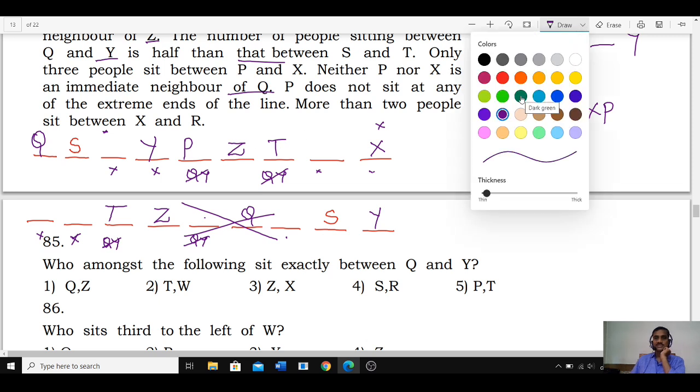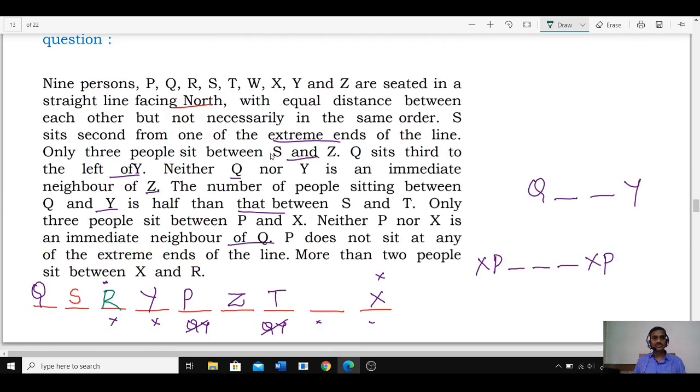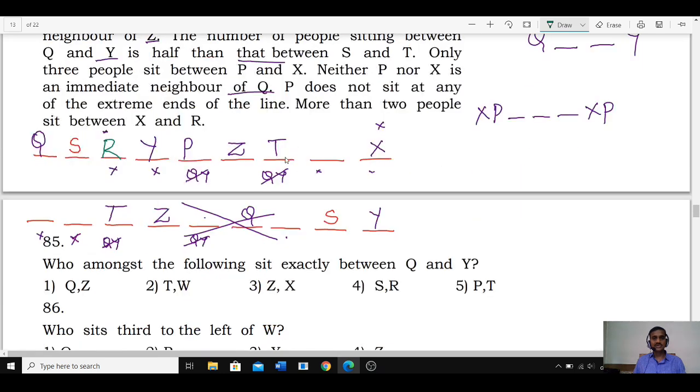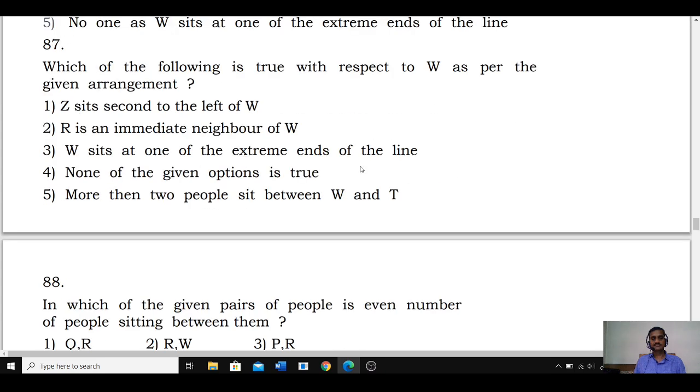Then in the first case, what is the other thing left over here? More than 2 people between X and R. There must be more than two between X and R, so R must be here. If R is here, there are 5 members between X and R. Then tell me who is the person left over here? PQRST, WXYZ. Now W is the person left over. Done. This is about question numbers 85 to 89.